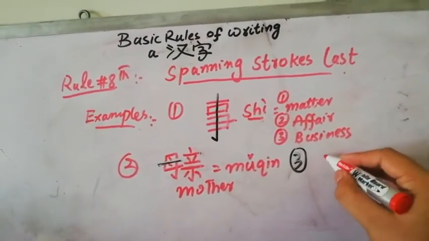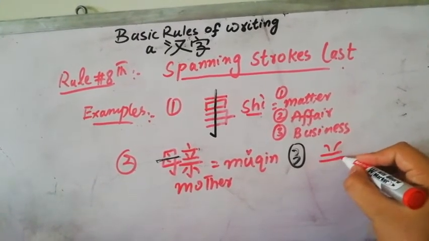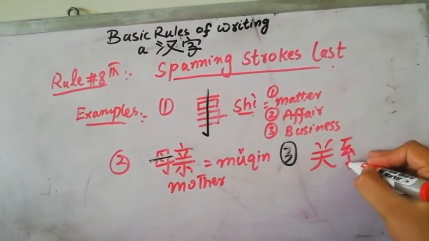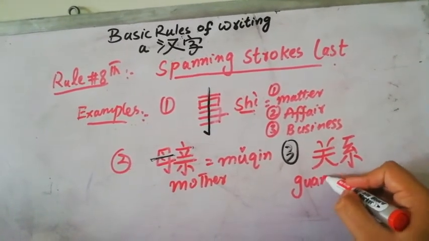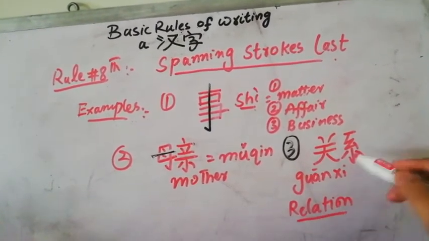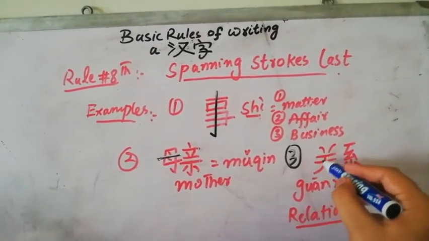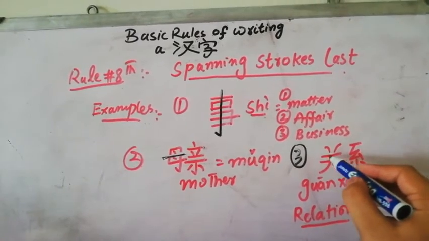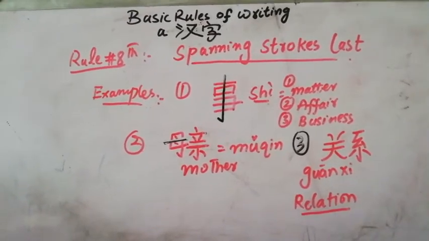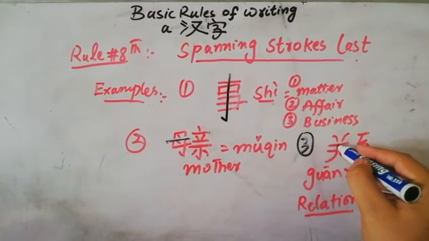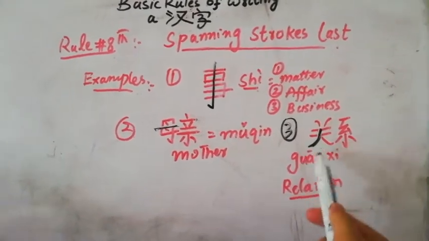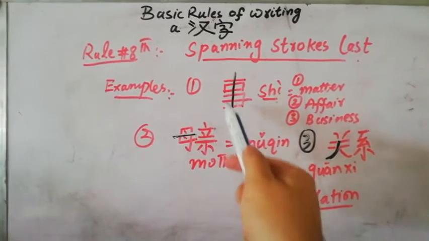So guanxi. Guanxi means relation. So you saw, we wrote this pie later after we completed these two strokes, these two hengs through which it passes. So you know now that you should complete this. You see? So this is the spanning stroke. This was the spanning stroke. This was the spanning stroke.